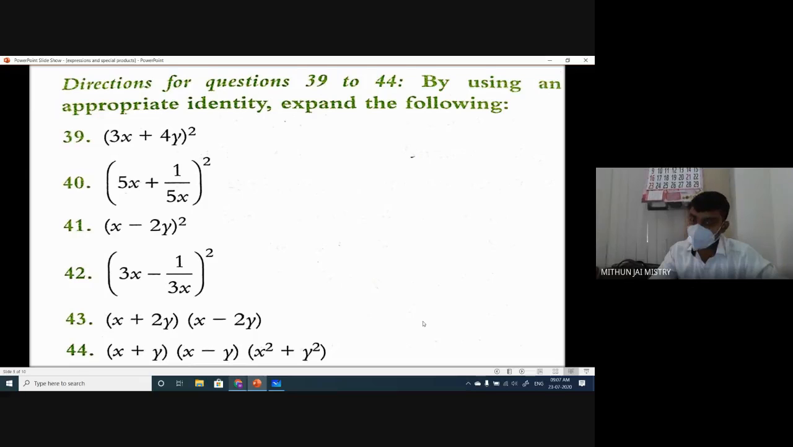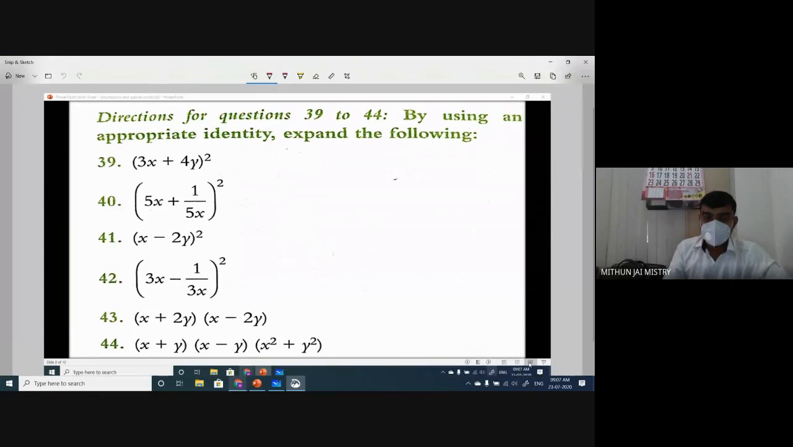I repeat, the answer finally, what you will get, let me write the answer here. You should get the answer for this one as x square minus 4y square. So even this is also your homework and this is also your homework. 2 questions, right?